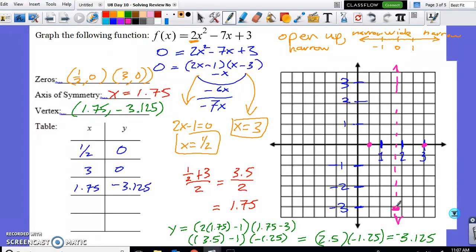Now I almost am done. I need one more point to plug in. So I'm going to plug in an x value that's between 1/2 and 3. So I'm going to use +1. If I plug +1 in the equation for x, I'm going to do it over here.